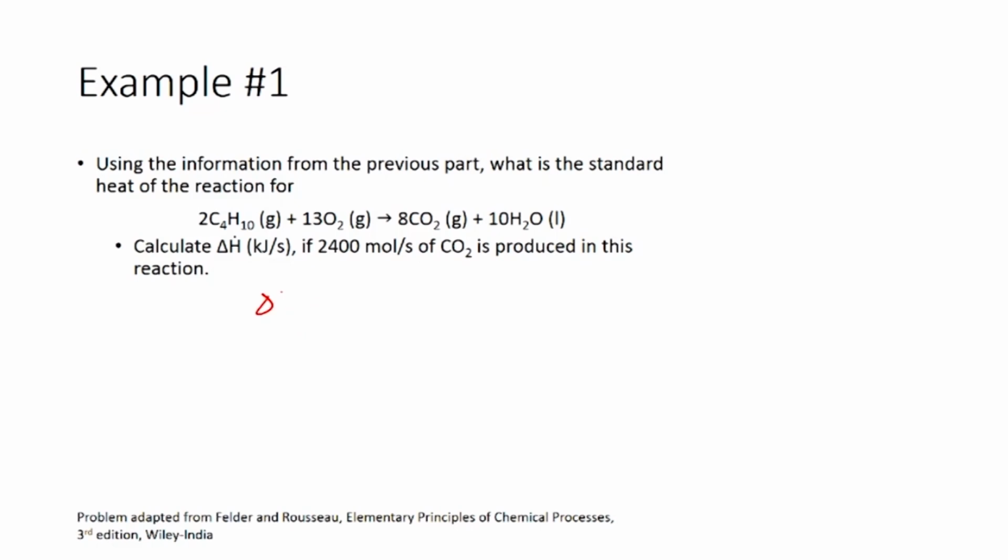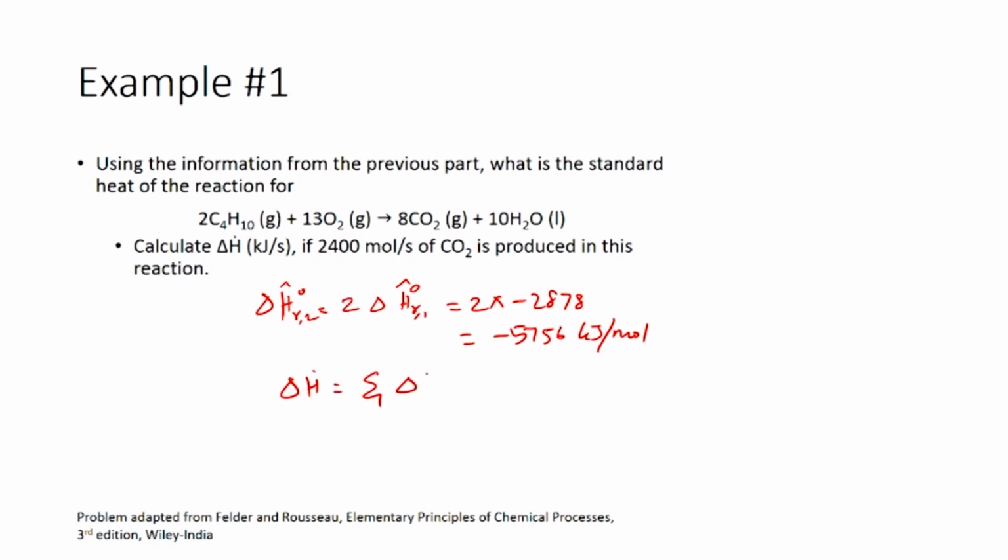So, the heat of reaction for the second reaction would be equal to 2 times the heat of reaction for the first reaction, because you have 2 moles of butane reacting instead of 1 mole of butane reacting. Which means the heat of reaction for this would be 2 times minus 2878, giving you a value of minus 5756 kilojoules per mole, and delta H dot is equal to xi times delta HR.